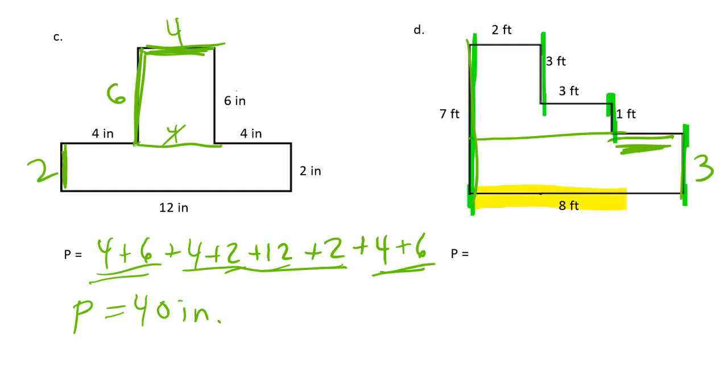And I'm going to use the same kind of idea, but on the other direction. So if this is 8, this is 2 plus 3 plus whatever this is has to equal 8, because that's what it is going across. All those have to add up to 8. So that's 2 and 3 is 5, so I need 3 more, so it has to be a 3. And now I've found my sides.